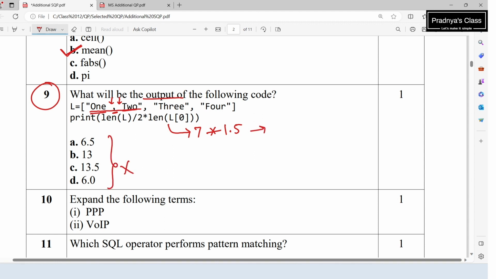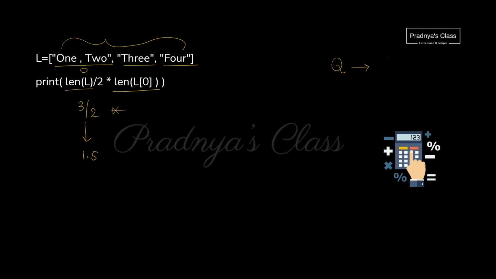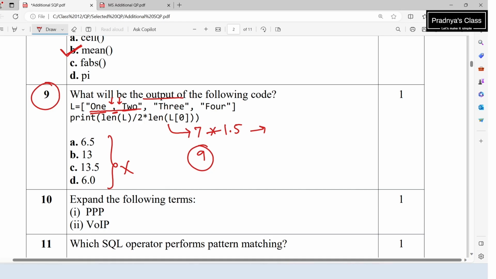That's why you need to consider it as a 9. So considering the length of the element at index 0, 9. Ultimately we will be getting 1.5 into 9. And the answer is 13.5. In this way, after calculation, the correct option is C, 13.5.